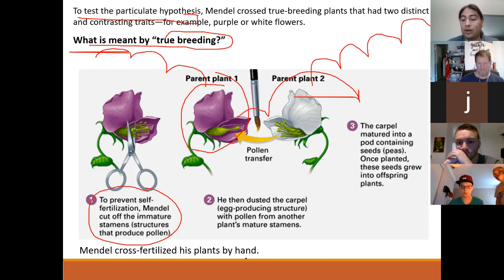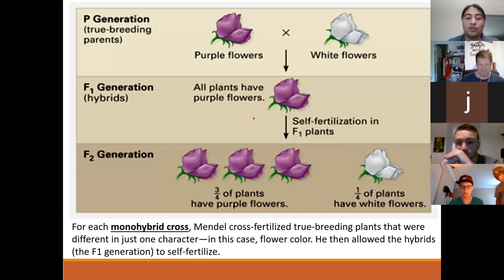So, you know, he was working thousands of flowers like this. He was doing all this brushing and pollination by hand. So that's what I'm saying. It took a long time, about 7 years of experiments. Something that he noticed is that when he was mixing the P generation, where P stands for parental generation, which is the very first generation, he was having true breeds of purple flowers and then true breeds of white flowers.